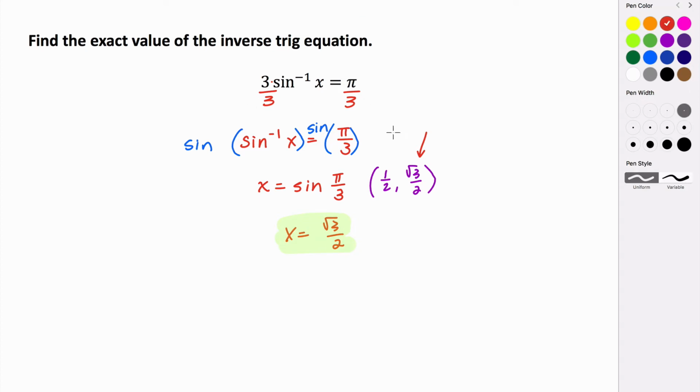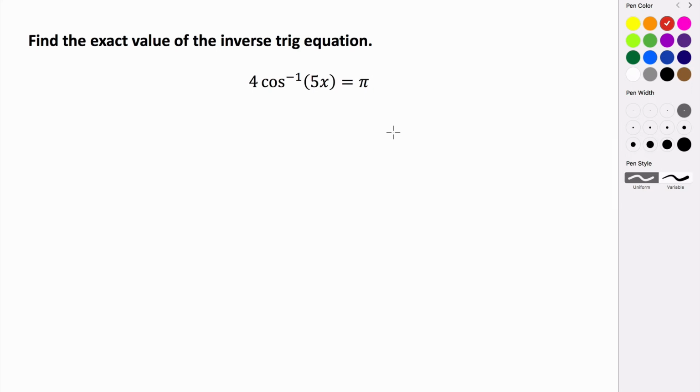Let's take a look at another example. In this example, we want to find the exact value of 4 times the inverse cosine of 5x equals pi. Again, our goal is to isolate the x, but before we can do that, we need to isolate our cosine. So let's divide both sides by 4, and we end up with the inverse cosine of the quantity 5x equals pi over 4.